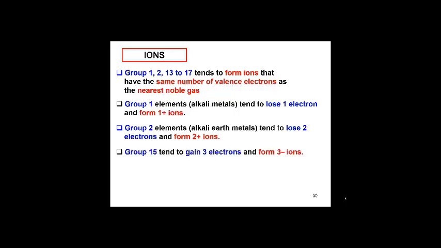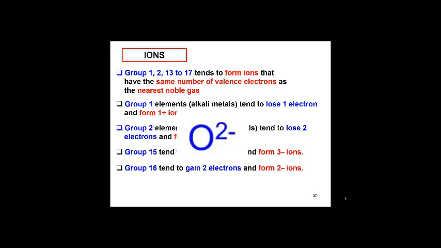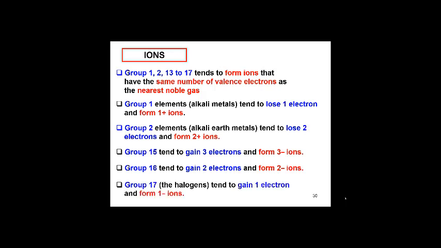Group 15 tends to gain 3 electrons and form 3 minus ions. Group 16 tends to gain 2 electrons and form 2 minus ions. For example, oxide, O2 minus. Group 17 halogens tend to gain 1 electron and form 1 minus ions. For example, fluoride, chloride, bromide.